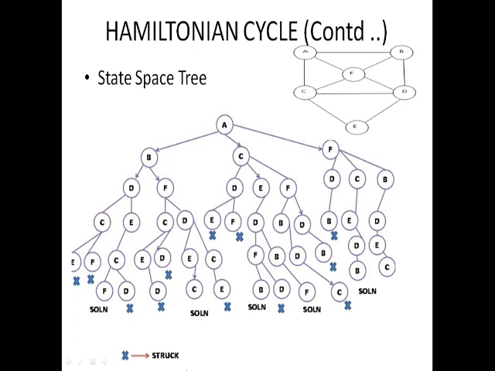Next path is A, B, D, E, C, F. Here all the nodes are visited, no node is revisited. The F should be connected to the starting node. So this follows the concept of Hamiltonian cycle, and this is the path.